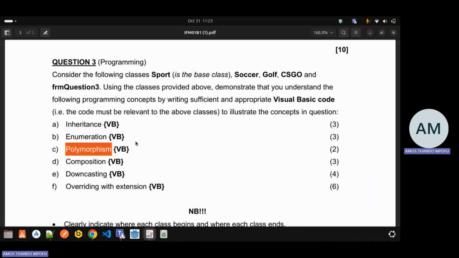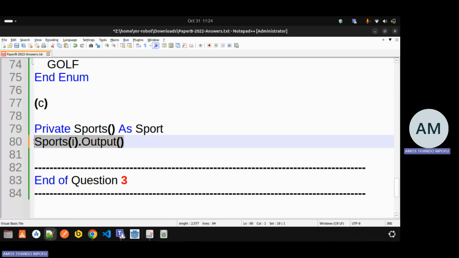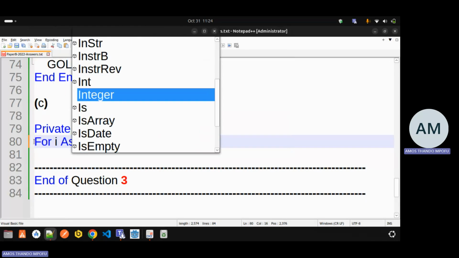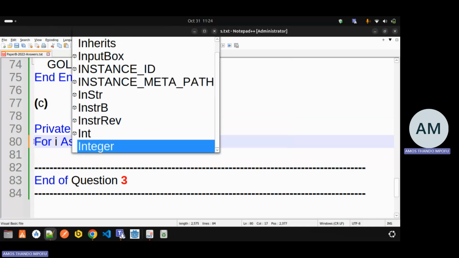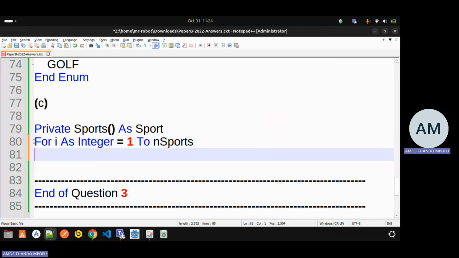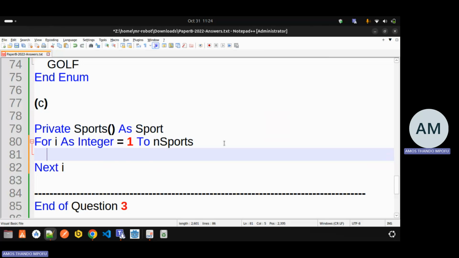Because if they said, let me see. Yeah, that's the only way I'm thinking about it. And that's also the only way they taught you. So I'm thinking about it in this way. But then remember, it needs to be within a for loop. So for I as integer equals 1 to n sports, next I, like this, right?